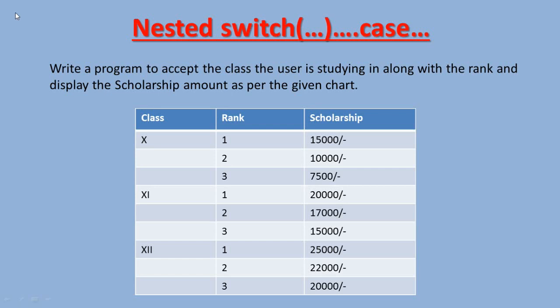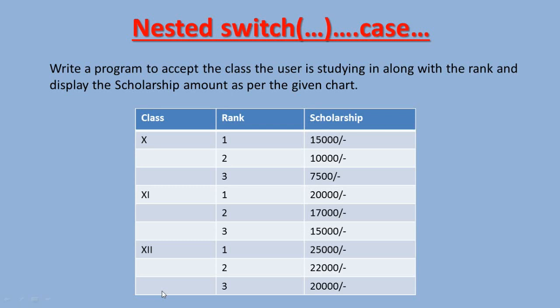So today I have taken a very simple program where we are going to accept the class the user is studying along with the rank, and based on the class and the rank we are going to display the scholarship amount which the school or the institution is awarding. As the table shows, we have only 3 classes where the scholarship is provided. That means we don't have other classes eligible for scholarship. Plus, only the first 3 ranks, the top 3 students, are awarded the scholarship amount. We need to take the class and the rank, and then based on them decide what scholarship needs to be displayed on the screen.